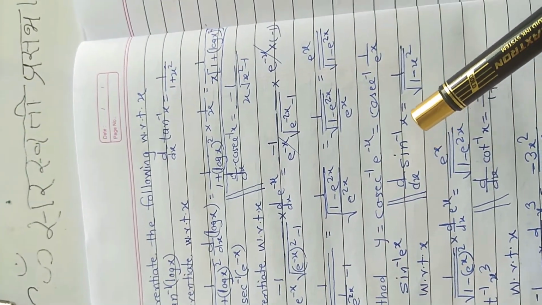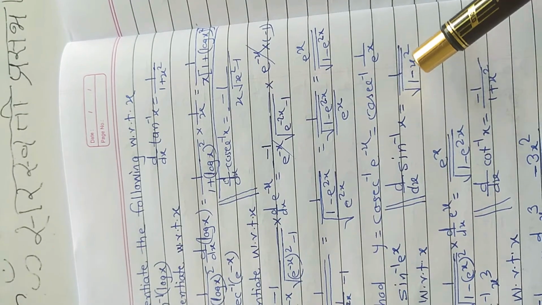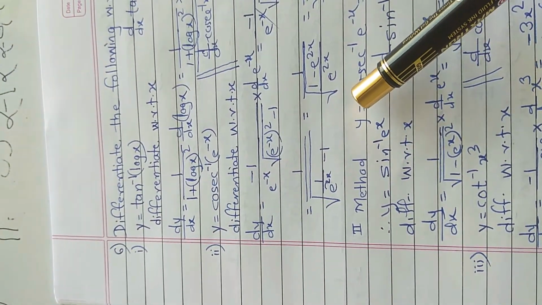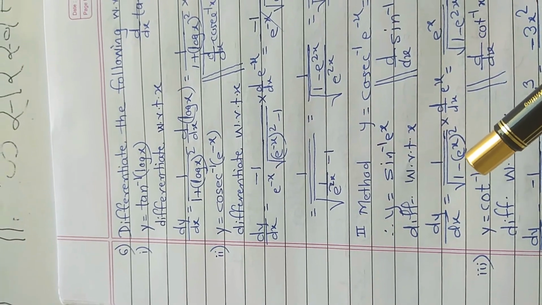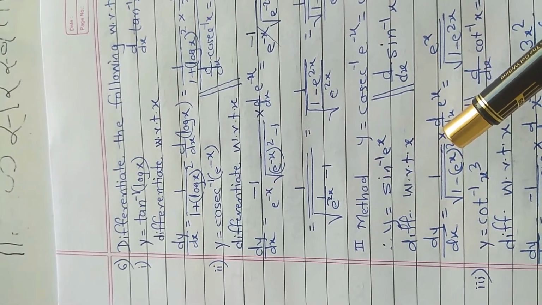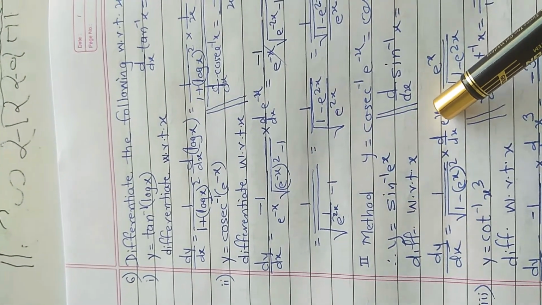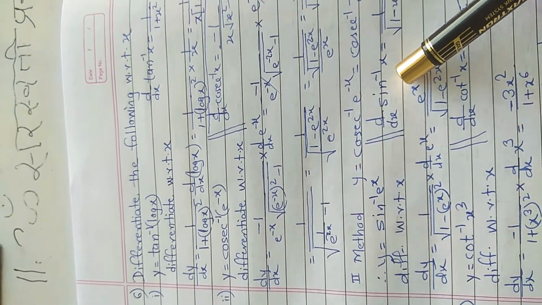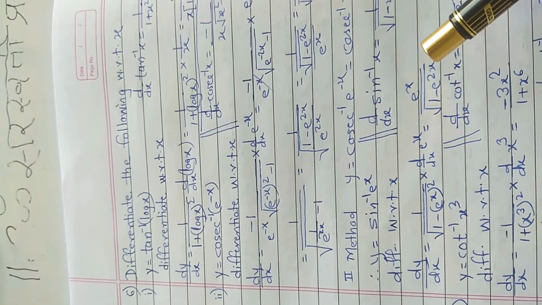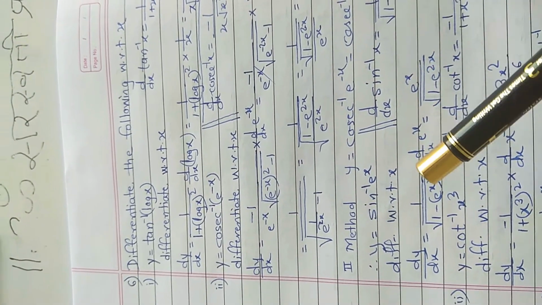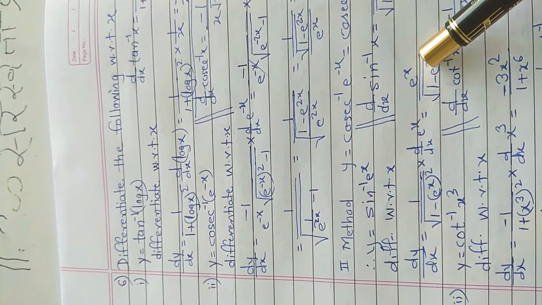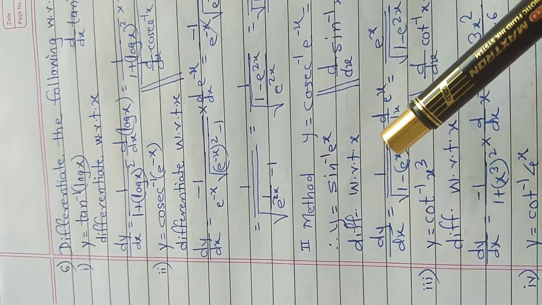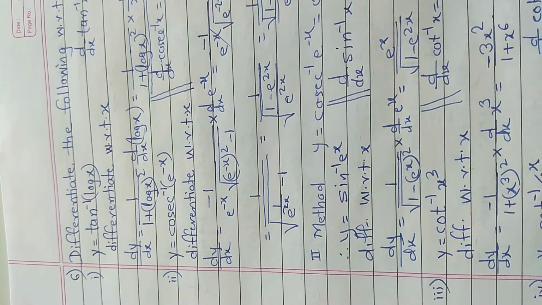We know that derivative of sine inverse is 1 upon root of 1 minus x square. Therefore derivative of sine inverse of e raised to x is 1 upon root of 1 minus e raised to x bracket square into derivative of e raised to x, which is e raised to x. So final answer is e raised to x upon root of 1 minus e raised to 2x, because power raised to power will give you product of the powers. So e raised to x raised to 2 will give you e raised to 2x here.